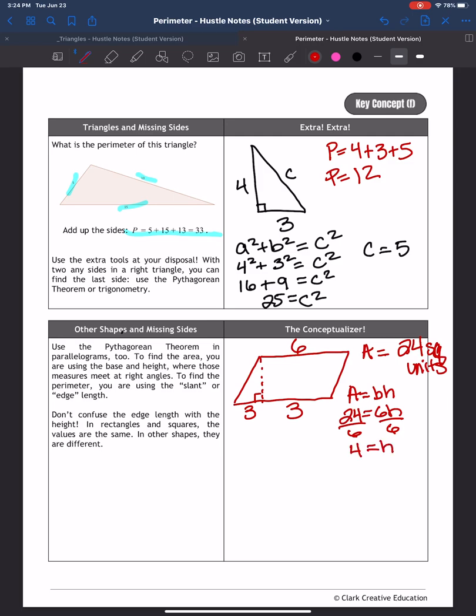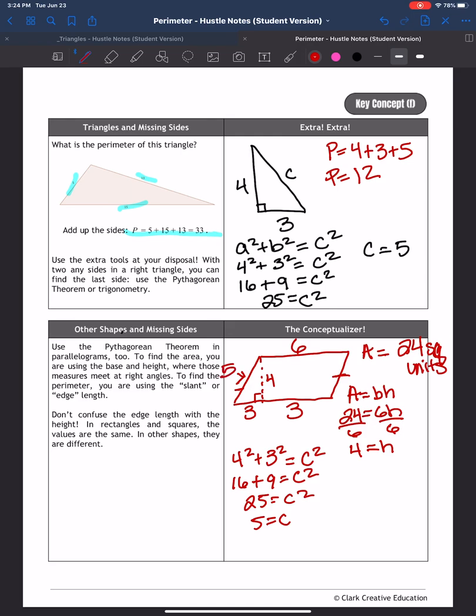So once I have my height, I know that this is 4. I can now figure out this length. This length and this length are going to be congruent. So again, 4 squared plus 3 squared equals c squared. 16 plus 9 equals c squared. 25 equals c squared. 5 equals c. This length is 5.